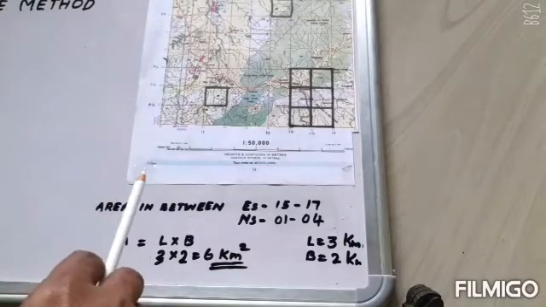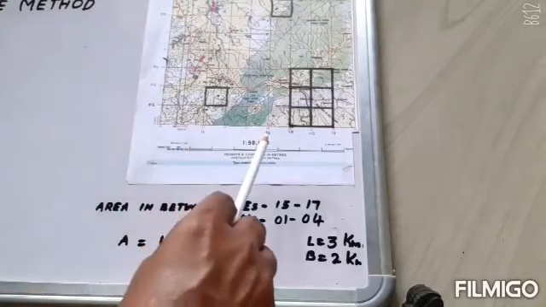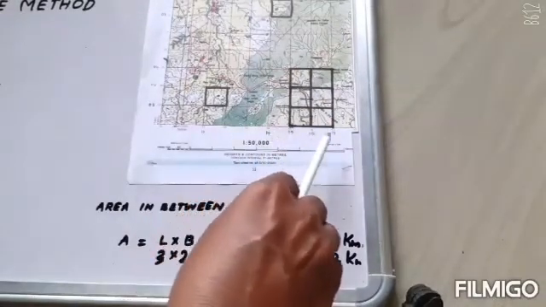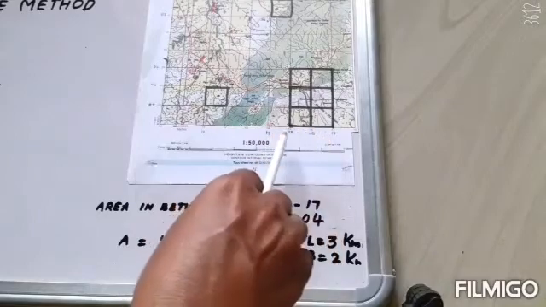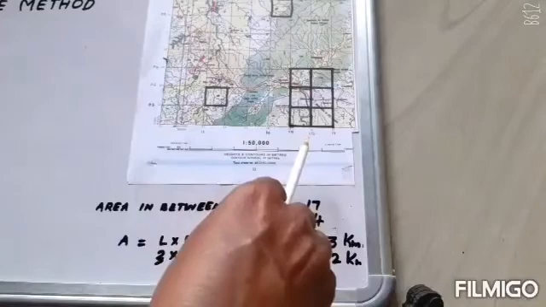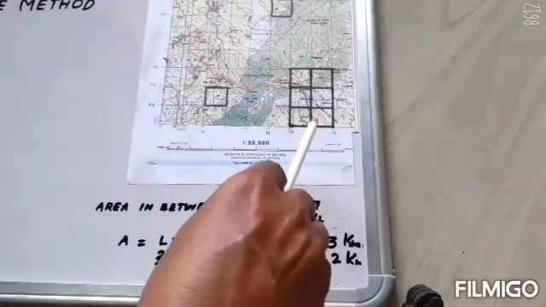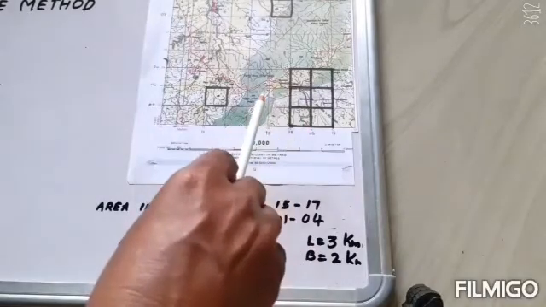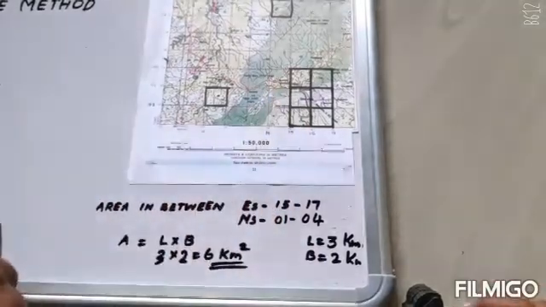So, the area enclosed between Eastings 15 and 17 and Northings 01 to 04 is 6 kilometer square. In this way, we can calculate the area of complete squares.